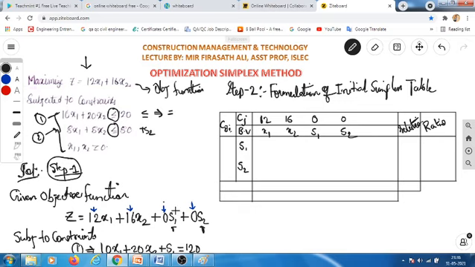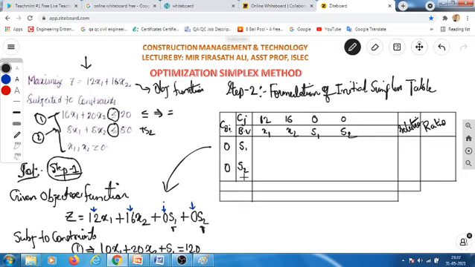What is the coefficient of basic variable S1 over here? We have 0. Again, what is the coefficient of basic variable S2? This is also 0. This all data we are writing from the objective function. Till now, is it clear? Okay, we have written this.